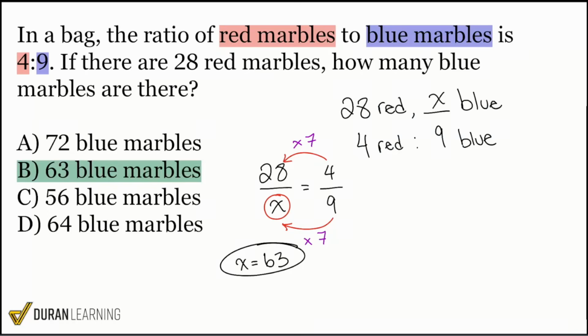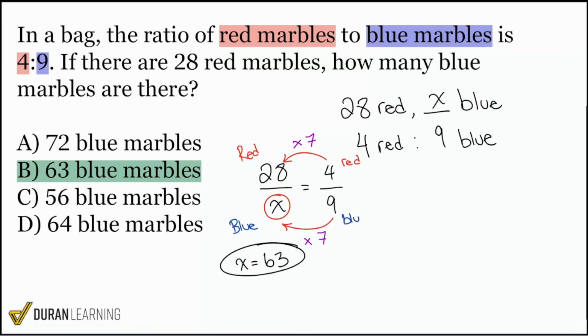Boom. Now, for those of us that were slightly confused on the setup, again, as long as you compare the same things in the same way, you can set this up however you'd like. So let me go ahead and just show you why this here works first. 28 references red, so I'm going to put red up top. Then the X represents blue, so I'll write blue on the bottom. The 4 on the other side here represents red, so let's write red right there. And then the 9 on the bottom represents blue.